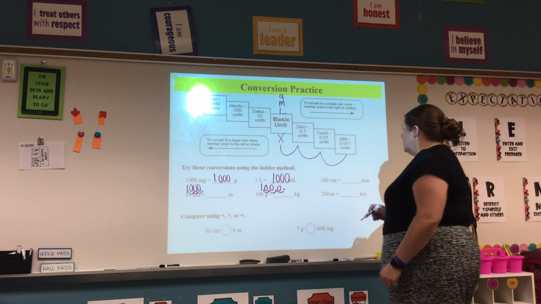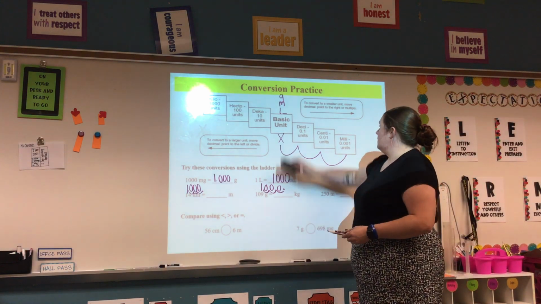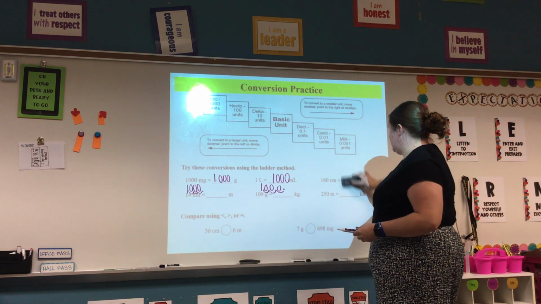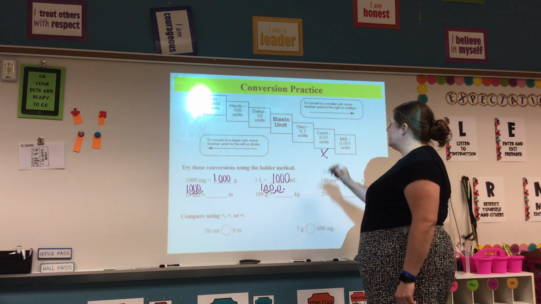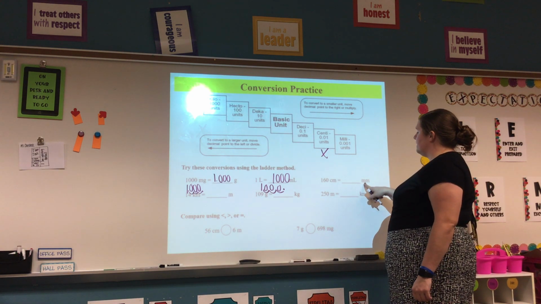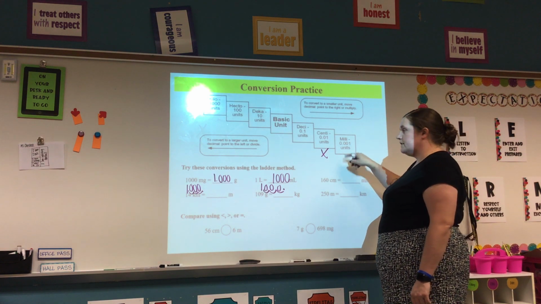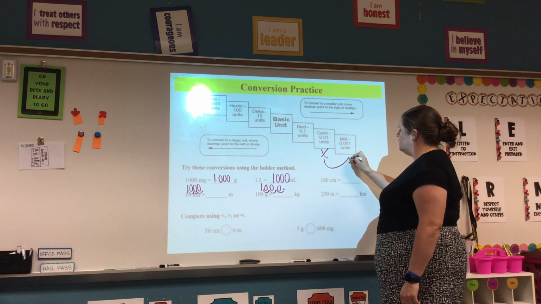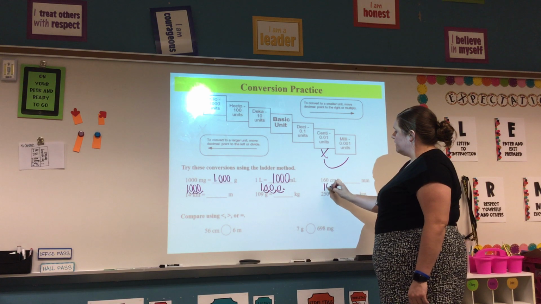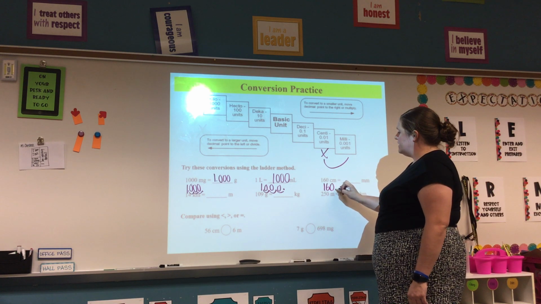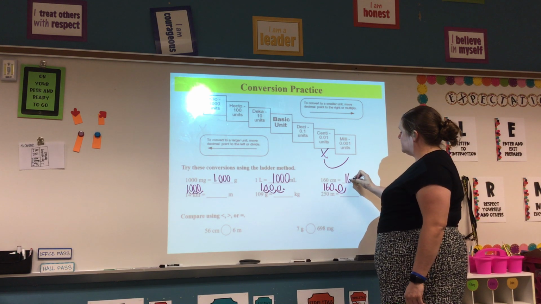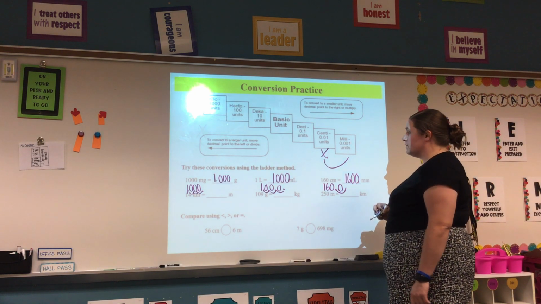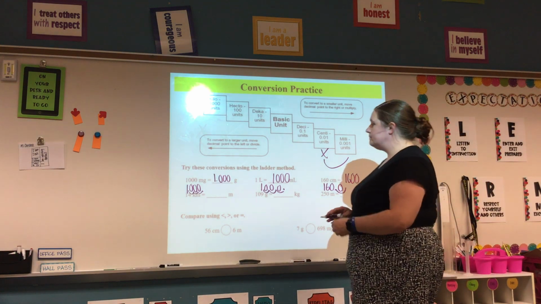Now we're at 160 centimeters. Centi is right here, and it says we're going to blank millimeters. Milli is right there, so it's just going to be 1 move to the right. We have 160. Remember, the decimal's at the end. 1 move to the right. Drop in your 0. 1,600 millimeters.